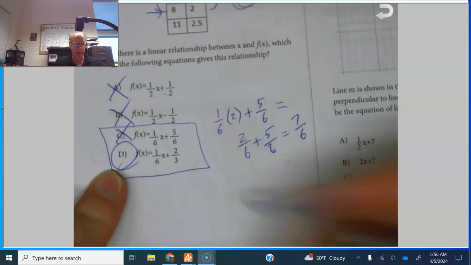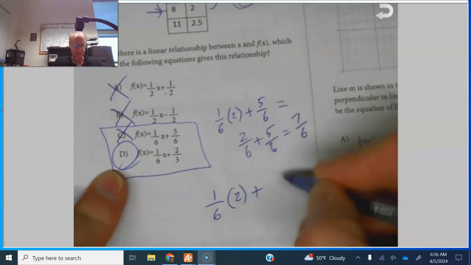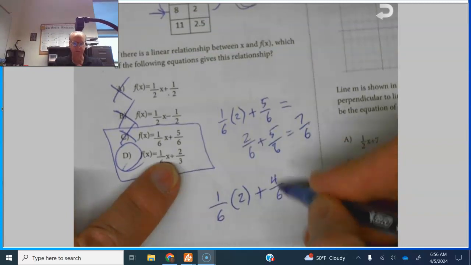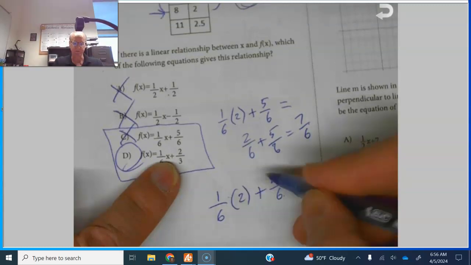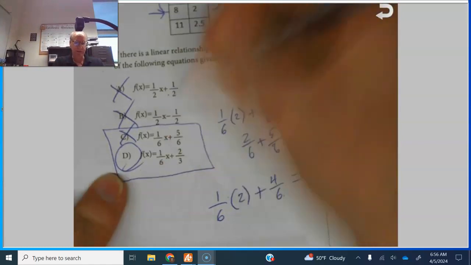And let's go ahead and put it in just to show you. 1/6 times 2 plus 2/3. Well, that's 4/6. 2/3 is 4 over 6. You have to have a common denominator. 2/6 plus 4/6 is 6/6, which is 1. And we know for sure that it's D, and we're moving on.